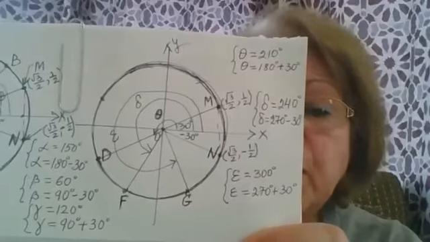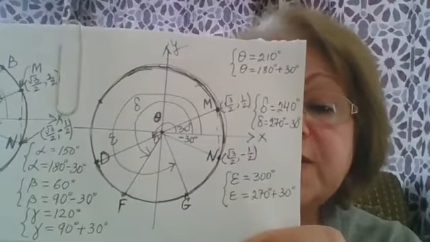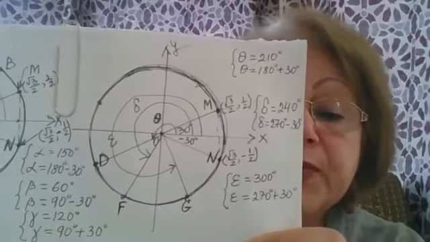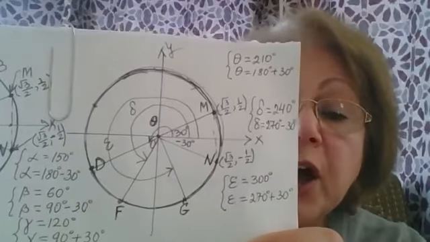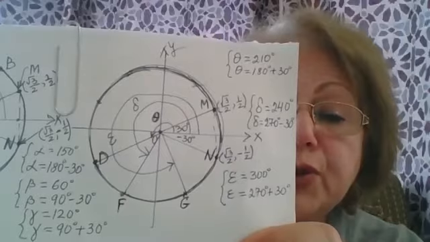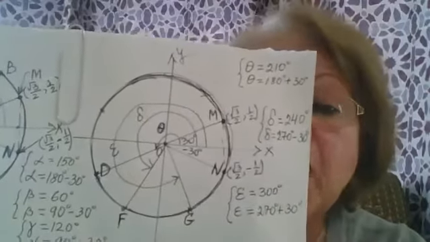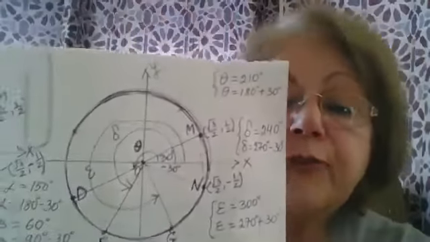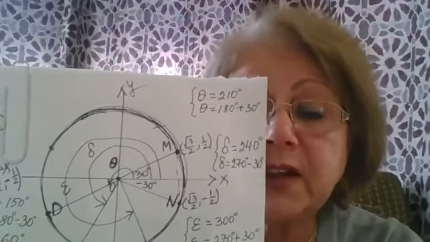M is the end point for the 30 degrees angle, and you see coordinates, square root of 3/2 and 1/2. And N is a point symmetric with M with respect to the x-axis, which means it has coordinates square root of 3/2 and -1/2. But you see right now new angles. Look on the top right here. The first angle, which I am going to show here, is theta.